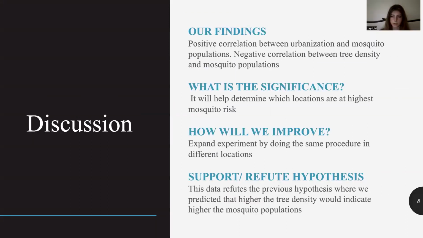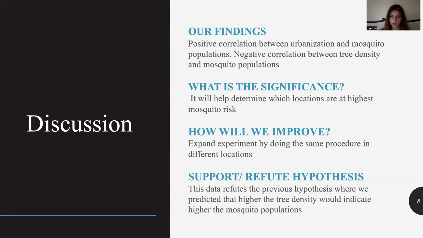From this data, we can conclude that there's a positive correlation between urbanization and mosquitoes, and a negative correlation between tree density and mosquito numbers. In the future, this data could possibly be utilized in determining which locations and groups are at the highest risk for mosquito-borne illnesses. Places with high levels of urbanization are more likely to host more significant mosquito populations, and thus the citizens of these areas are at a higher risk.